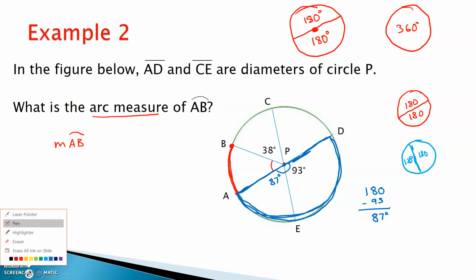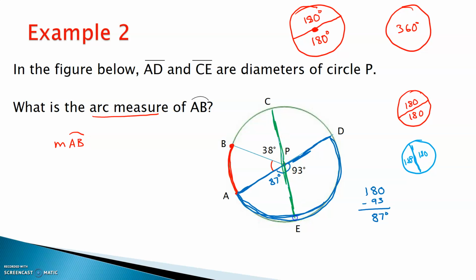Let's keep trying to figure out other pieces. They also said that CE, from C to E, is another diameter. So it's cutting your circle in the other direction, right? From C, if I go this way, there are also 180 degrees on this side of my circle. It's cut into 3 pieces. You see the 38 here, you see the red one, and then you see the blue one. That diameter cut in half, so there are 180 degrees, but 38's already taken up, 87's already taken up. This is what I'm trying to find.